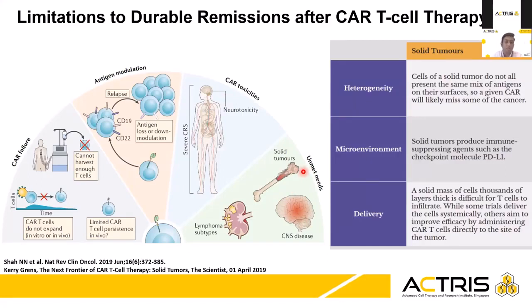T cells in the solid tumor space, primarily because of the reasons that you see highlighted on the right-hand side. Heterogeneity: cells of solid tumors do not all present the same mix of antigens on the surface that we usually see with liquid tumors. And of course, solid tumors have a microenvironment that has been known to provide an immunosuppressive effect to immune cells. So therefore, the effectiveness of CAR T cells does drop in that microenvironment, and how to overcome this is a question. And of course, for liquid tumors, one way to deliver CAR T cells is intravenous infusion. However, for solid tumors, intravenous infusion may not be the most ideal route for delivery of CAR T cells, and therefore new technologies or approaches towards delivery of these cells need to be explored and developed.